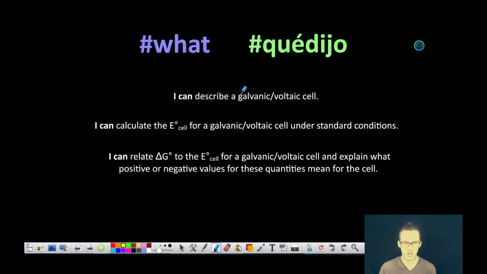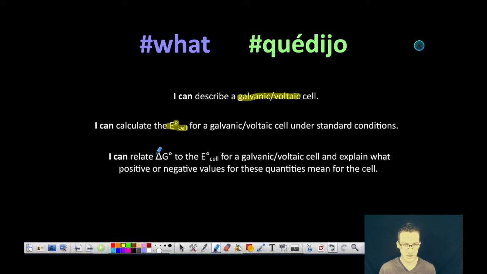First thing we're going to do is describe a galvanic/voltaic cell. Again, keep in mind those two terms are interchangeable. So if you hear galvanic or you hear voltaic, we're talking about the same kind of electrochemical cell. Two, we're going to calculate what's called the electromotive force, or the E, for the galvanic or voltaic cell, under standard conditions. And it's important to note this little knot that you see by that E cell indicates that we're under standard conditions, because there'll be some times where we're trying to figure out the electromotive force of a cell that is not under standard conditions.